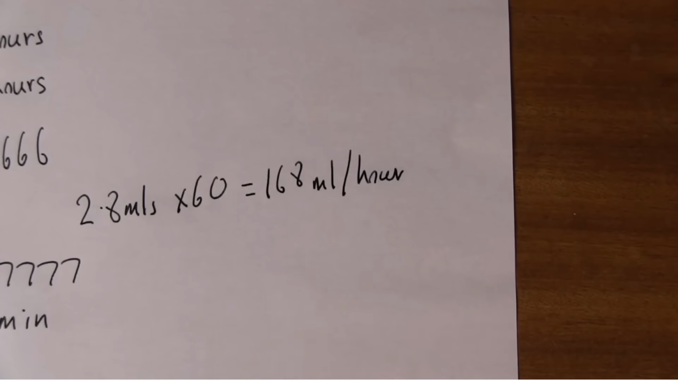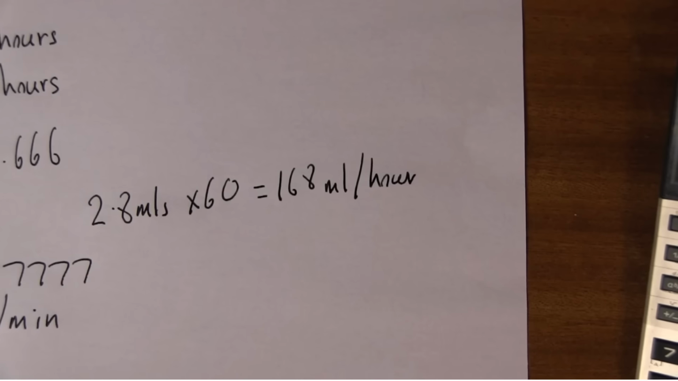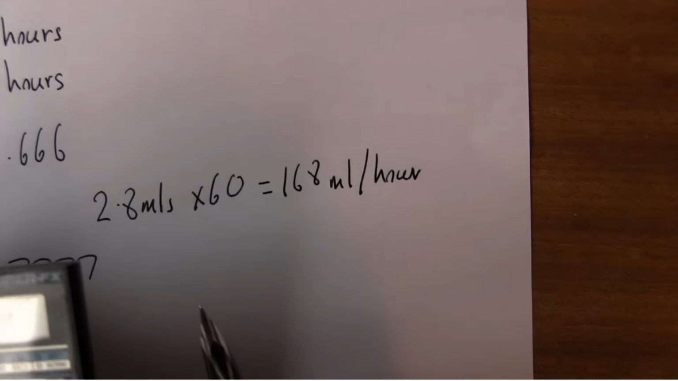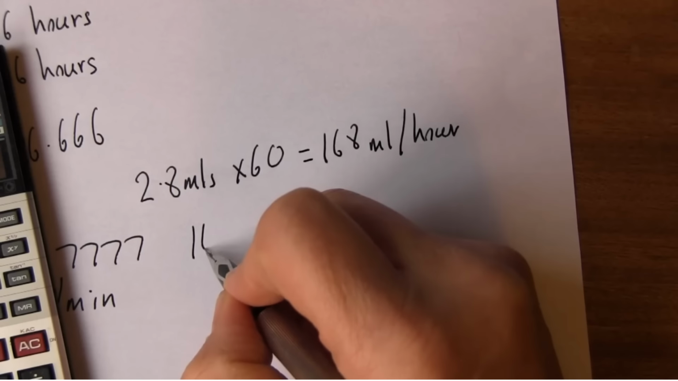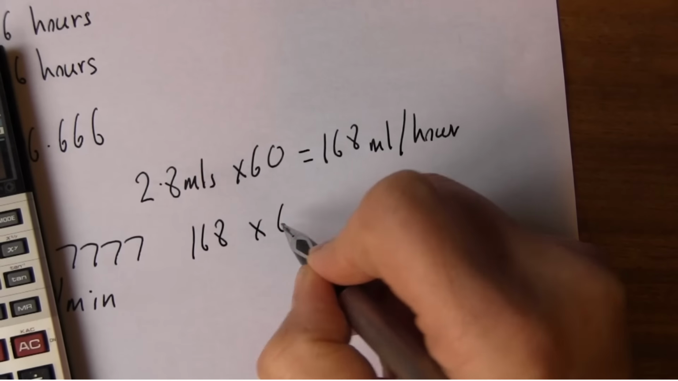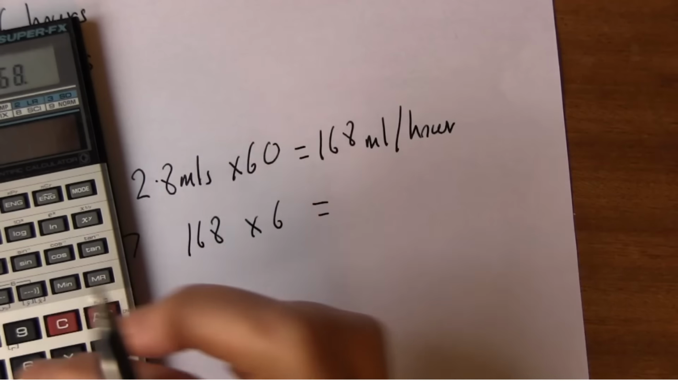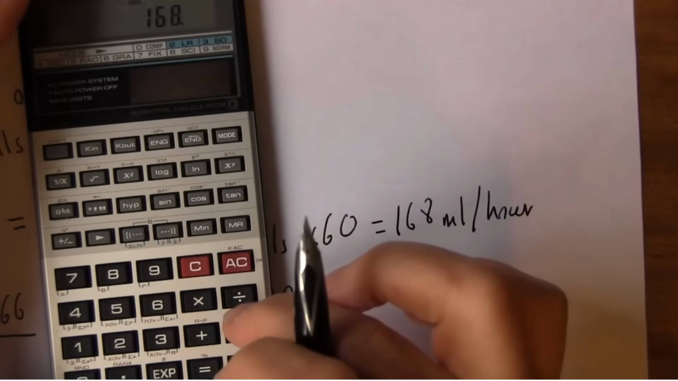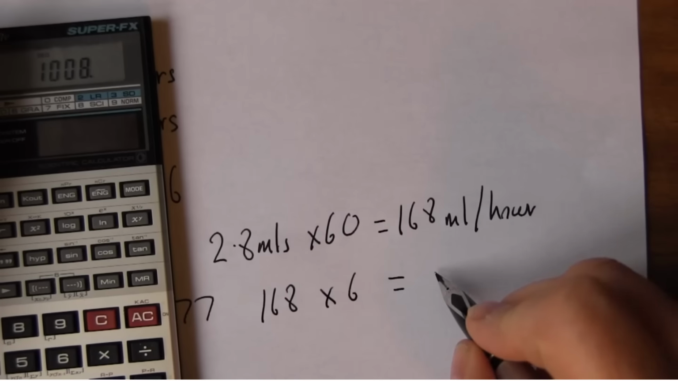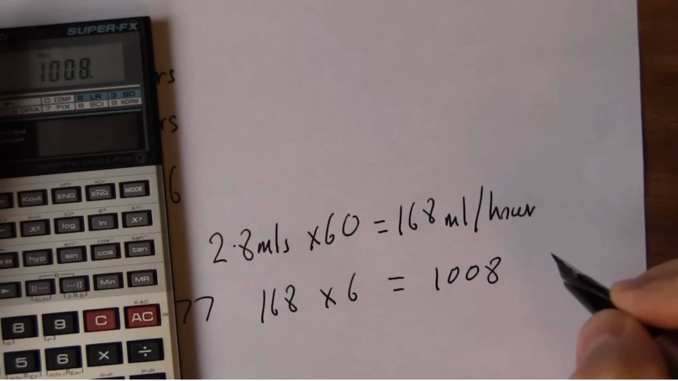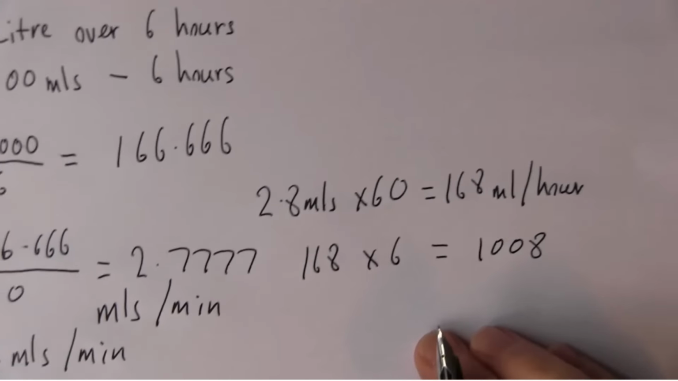If we gave 2.8 mils per minute, and if we wanted to know the full duration, 168 times the 6 hours is going to equal 168 multiplied by 6. That's actually going to equal 1008. So that, for all practical terms, is quite close enough.